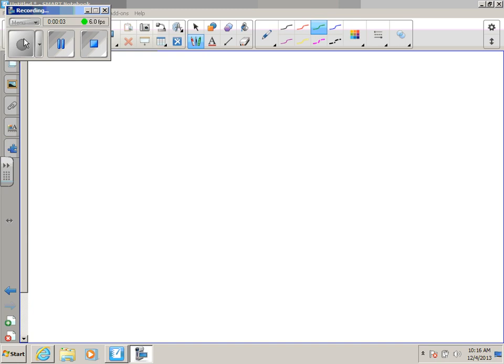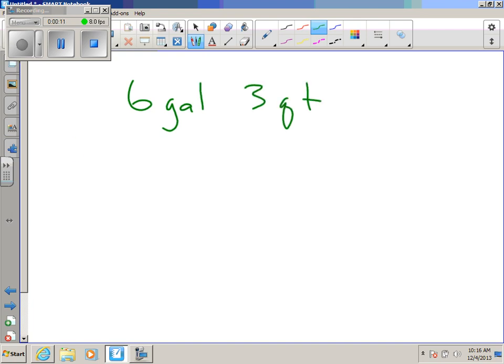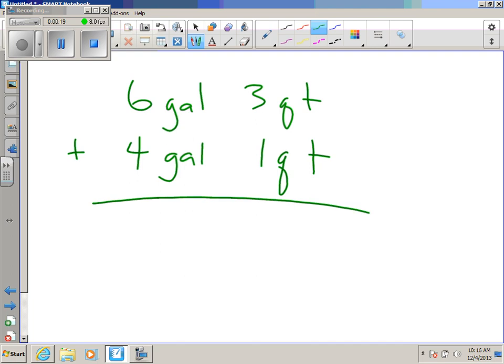5/8 continued. Take a look at a couple of examples. 6 gallons, 3 quarts, and we're going to add that to 4 gallons and 1 quart. We're going to add these together.